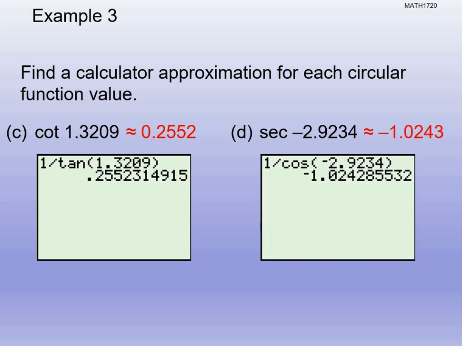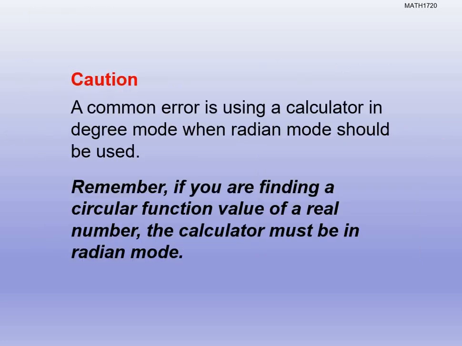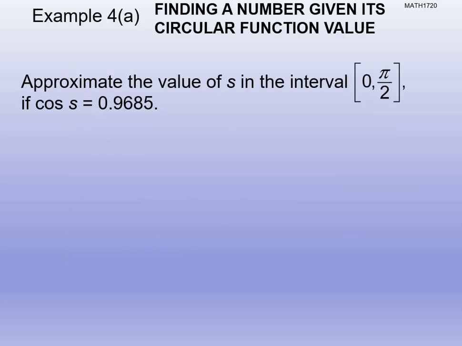So that's the ratio piece, okay? Not everything's going to work out nicely in radians in the form of 1, 1, square root of 2 triangles or 1, square root of 3, 2 triangles for us, okay? So making sure that we are in radians, okay? Very, very important. So we want to find the approximate value of S on the interval 0 to pi over 2 if cosine of S is 0.9685.